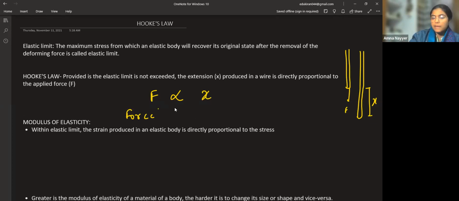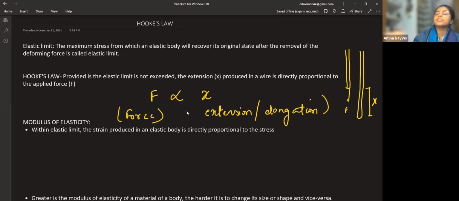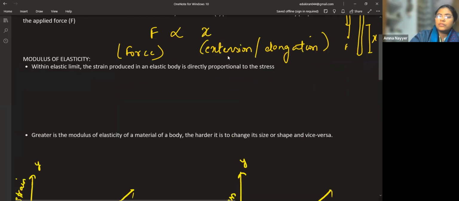The applied force is directly proportional to the extension, you can say elongation, produced. So force is directly proportional to the displacement, elongation, extension, until the elastic limit is not exceeded. Provided the elastic limit is not exceeded, the extension produced in a wire is directly proportional to the applied force. Now, one more thing. This is Hooke's law.